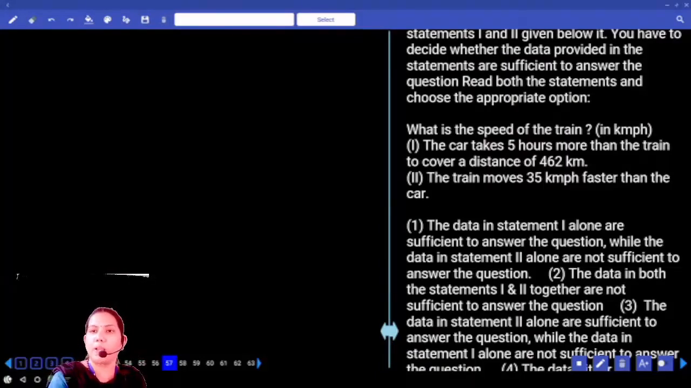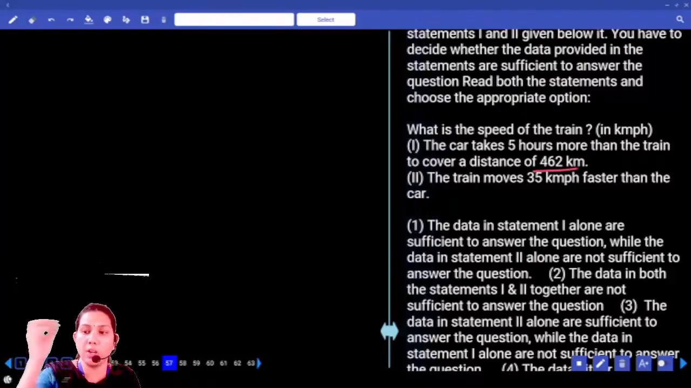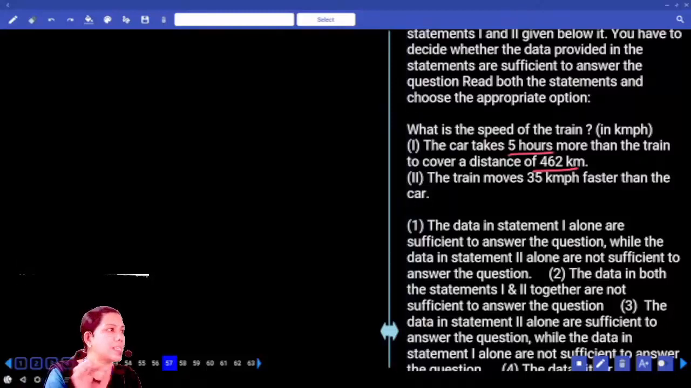What is the speed of the train? The car takes 5 hours more than the train to cover the distance of 462 kilometers. What is distance? 462. And what is time? It is not exact time. 5 hours more compared to train. So 1 alone is definitely not sufficient.